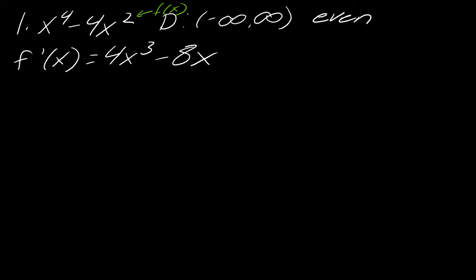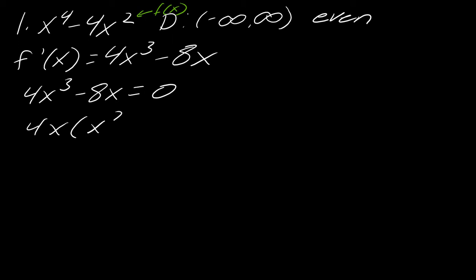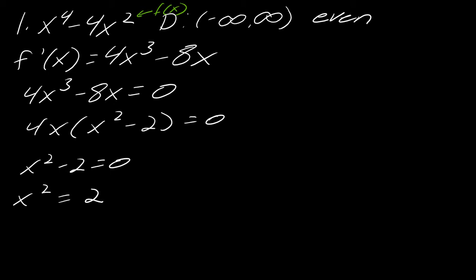Then I set that equal to 0, so I have 4x cubed minus 8x, and I'm trying to find the critical points. I see here that I can factor out 4x, which will leave me with x squared minus 2. Then I take this x squared minus 2 and set it equal to 0. This is something a lot of people forget about: when you take the square root of each side to solve, you have to take plus or minus. So I actually get plus the square root of 2 and minus the square root of 2.